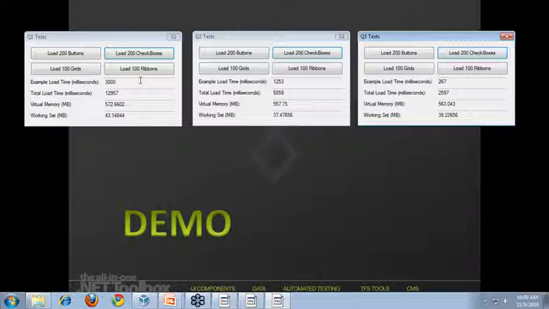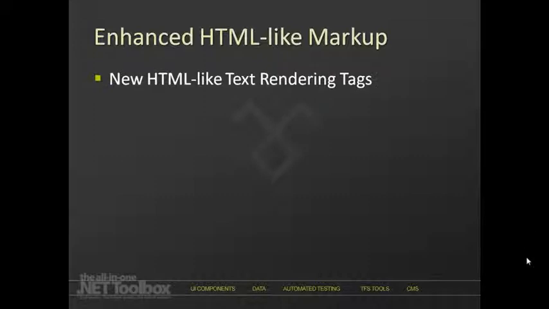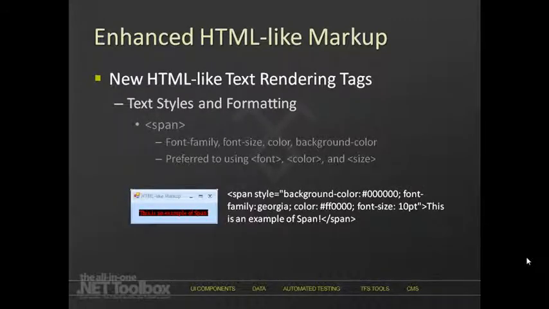So based on this demo, you can really see how much performance means to us and how much we've been trying to improve it with each release. We've also enhanced the HTML-like markup, and in doing so, we've added several new HTML-like text rendering tags. First off, we've added some new tags for text styles and formatting, starting with the span tag. The span tag now allows you to set a font family, a font size, a color, and a background color. And this is now the preferred tag to using the old font, color, or size tags.